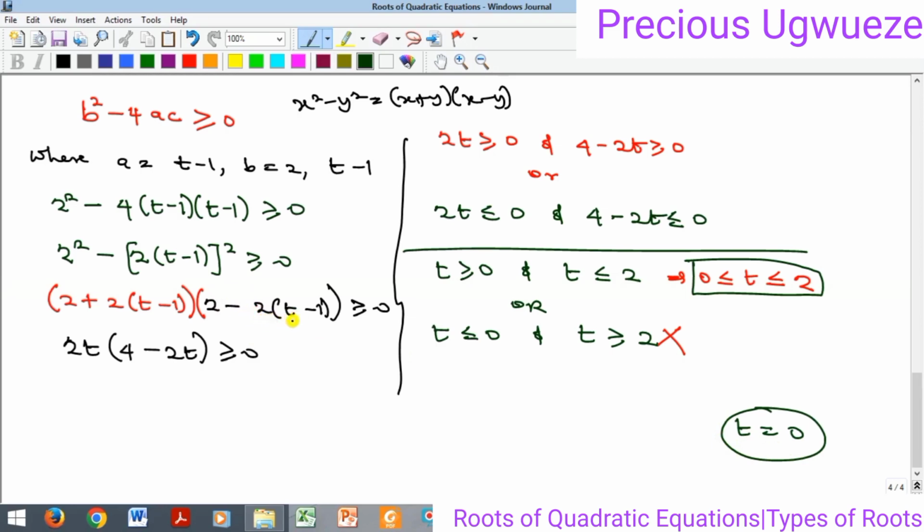Okay, and that's all we have for the concept of roots of quadratic equation, the nature of roots of quadratic equations, and problems involving roots of quadratic equation. And we will end it here for this class.